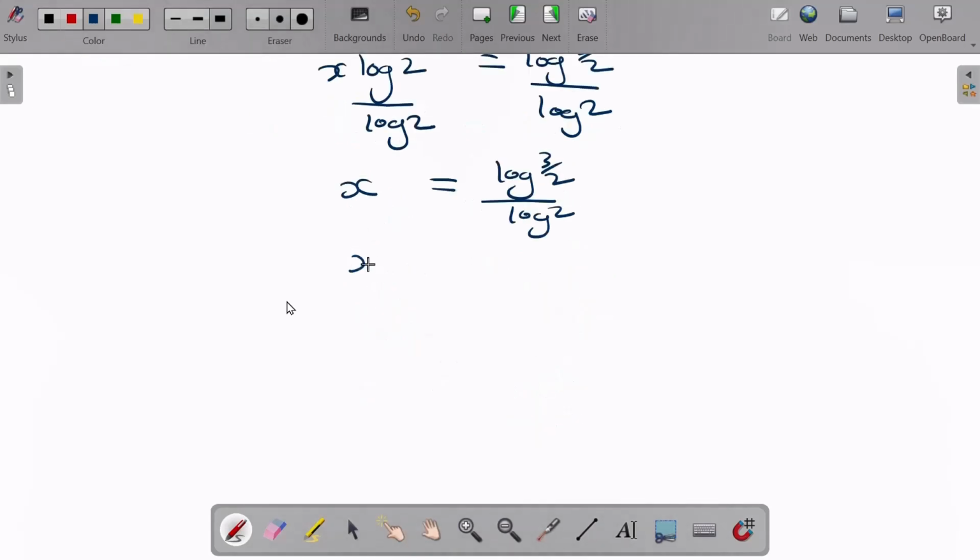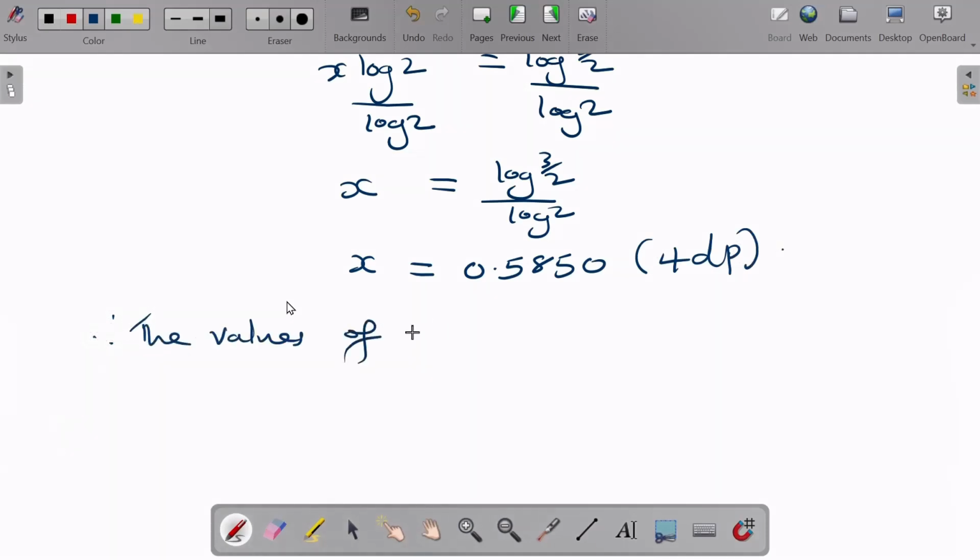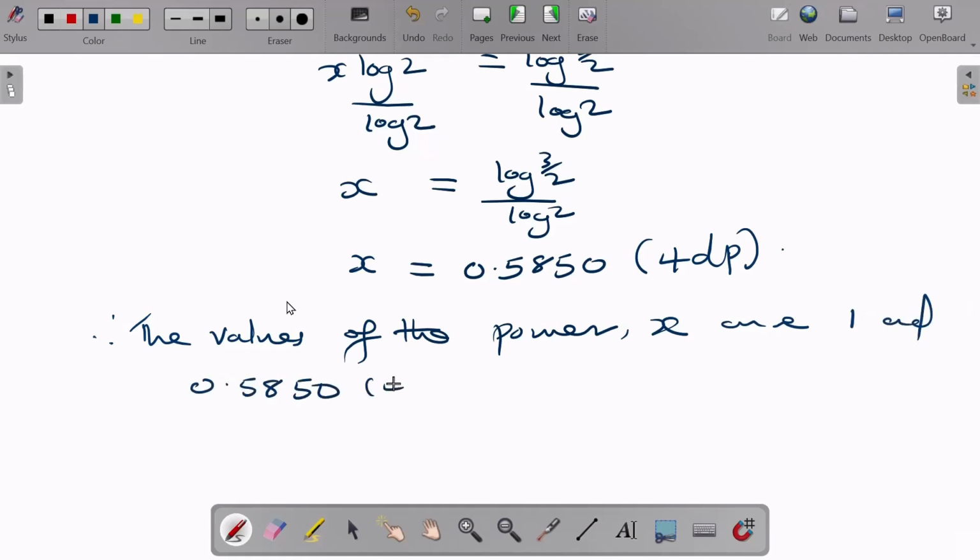When we press the calculator, our value of x is coming to be 0.5850, and it is correct to 4 decimal places. Therefore, the value of x is 0.5850, correct to 4 decimal places.